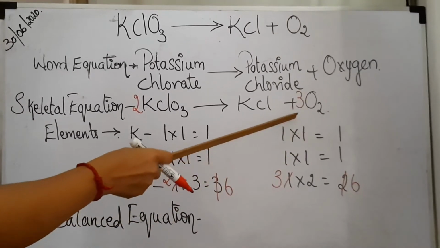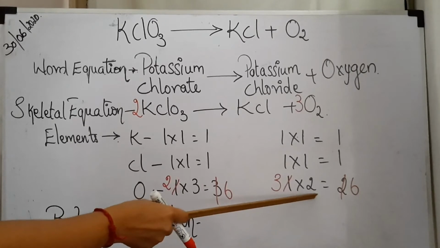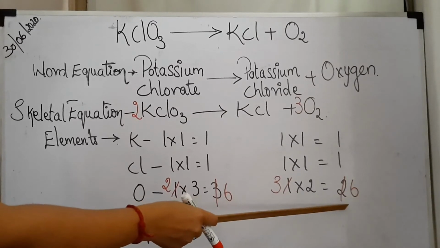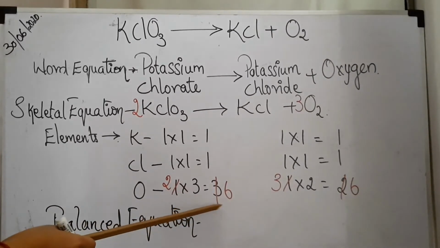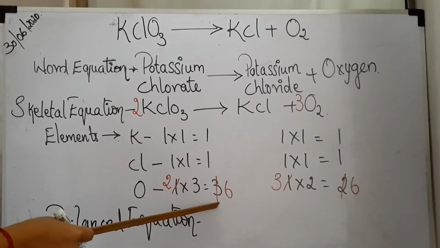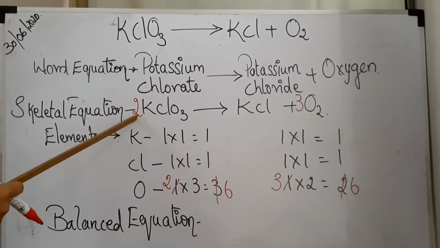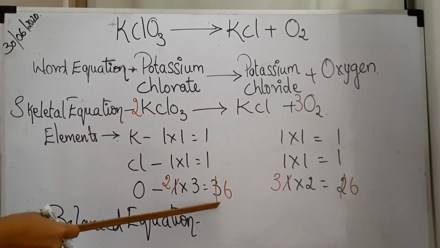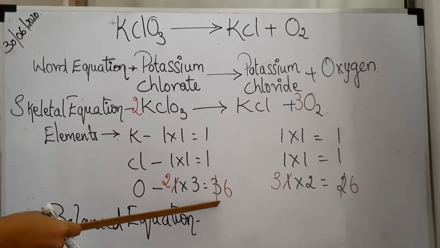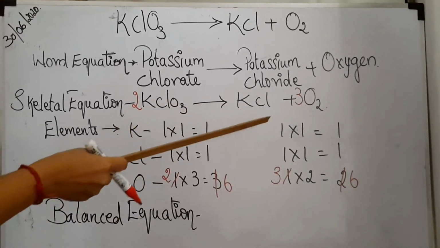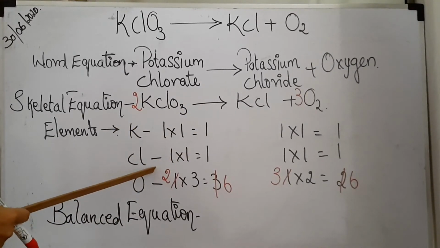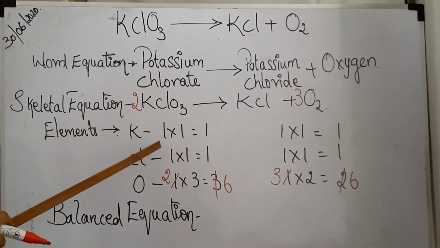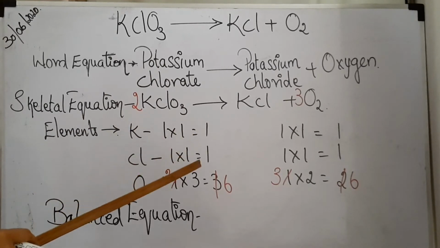Children, so we add 3 here. 3 into 2, 3 2s are 6. So, to bring about 6 in this oxygen also, what do we do? We will add 2 here. 2 into 3, 6. Now see, something else is also changed. Have all these things changed now? Yes. And it's quite easy to set it right.